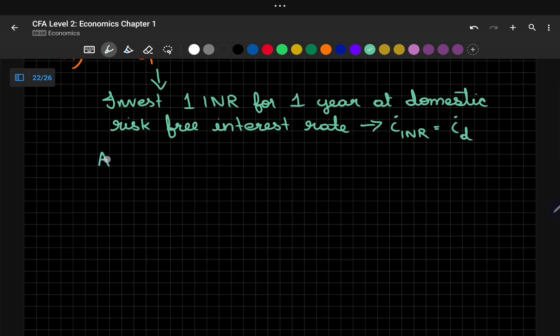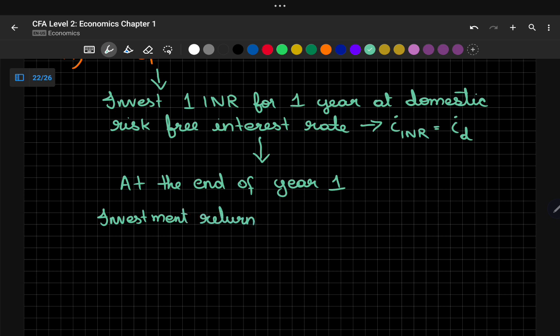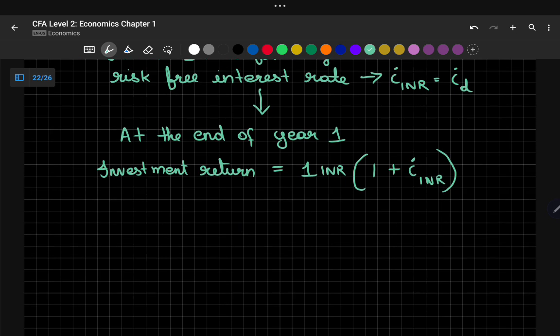So now at the end of year one, the investment return would be equal to 1 INR into 1 plus the domestic risk-free interest rate. So that is our investment amount plus the interest that we have earned from the investment.